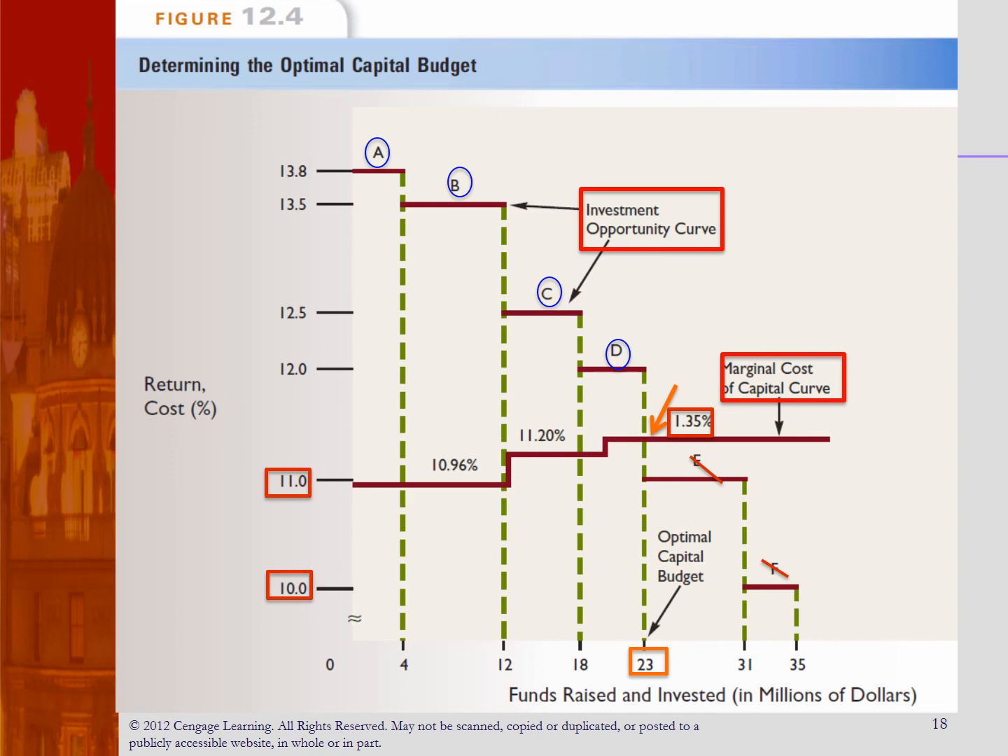11.35%. Undertaking projects E and F is just like the company tries to borrow money at 11.35% and then lends the borrowed amount at 11% or 10%. It is definitely not rational and would lead to a decrease in the firm's value.